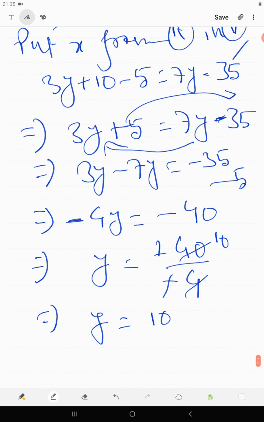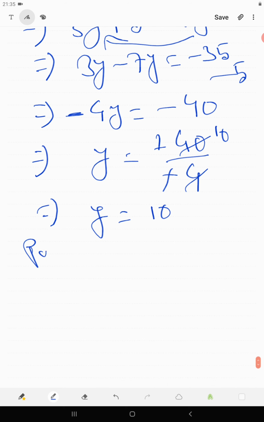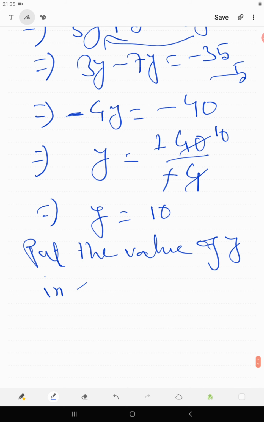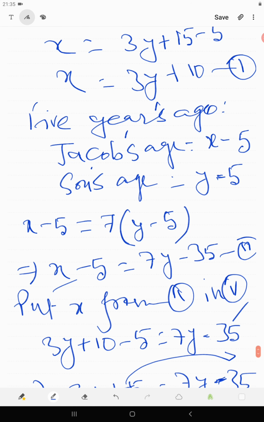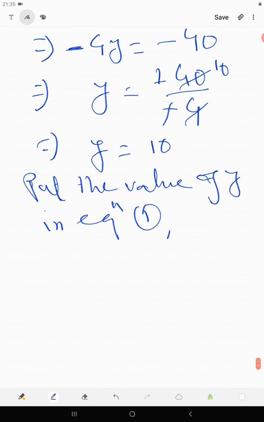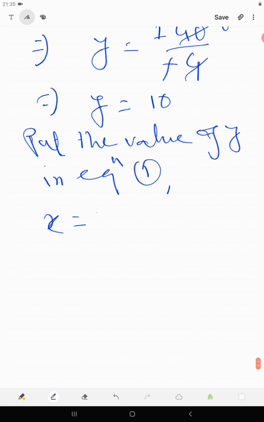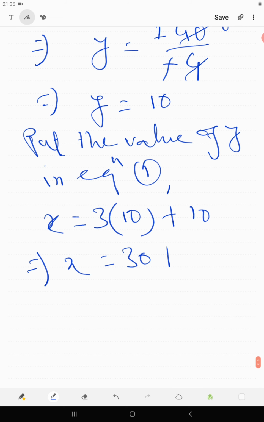Okay. Now put the value of y in equation 1. What will we get? Equation 1 is x equals 3y plus 10. Correct? So x equals 3 into 10 plus 10. So x equals 30 plus 10. So x equals 40. So Jacob's age is 40.